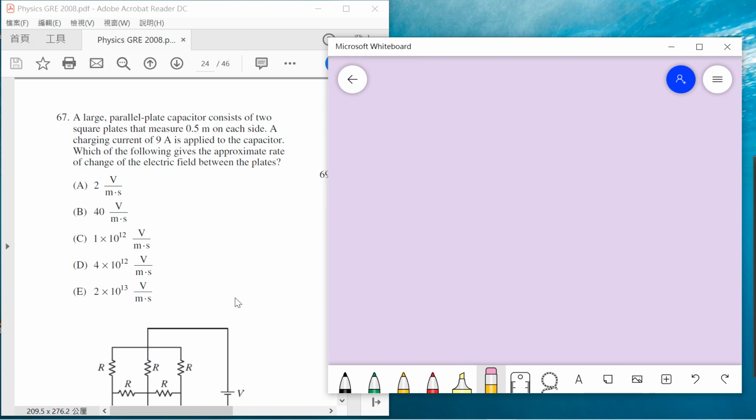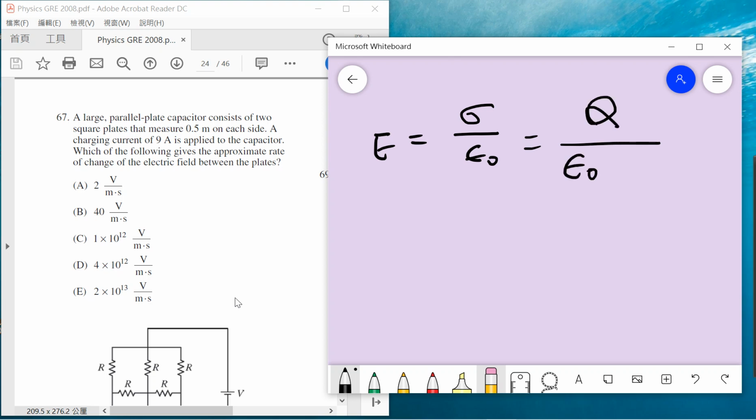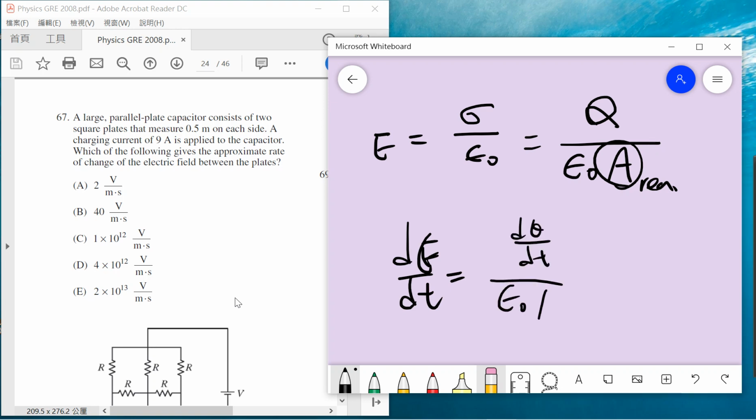Okay, so what we need to find is the change of the electric field. So we need to find the electric field, right? So the electric field basically is sigma divided by epsilon naught. This is the common fact that you need to remember. And this can be written as the charge Q over epsilon naught times the area, divided by area. So what we need to find is d/dt, right? Basically this is dQ/dt over epsilon naught A. So basically dQ/dt is the current. So this is the answer.